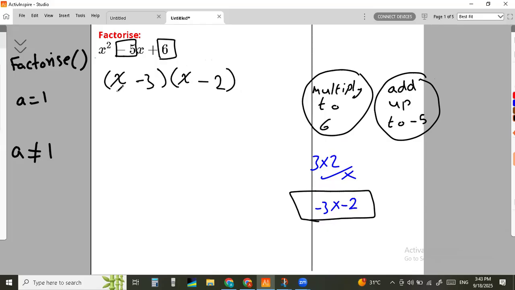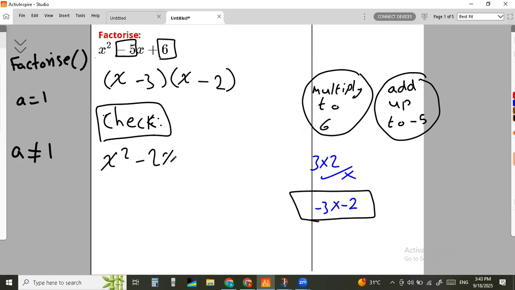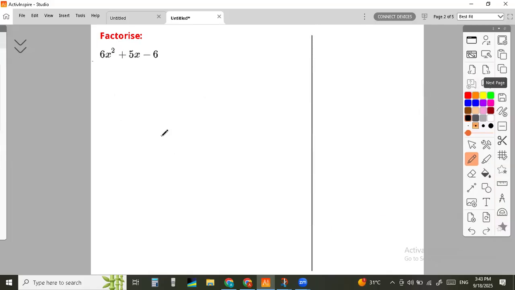If you want to check, let's check right now through expanding them. So this is only for checking. Do I have to do that? If you don't do it, it's not going to be wrong, but it's just to check your own work all by yourself. X times x is x squared. X times -2 is -2x. -3 times x is -3x. -3 times -2 is +6. So x squared minus 5x plus 6. I got it right. It's the same after I expanded. I got the same expression. Thank you so much. All right, next.